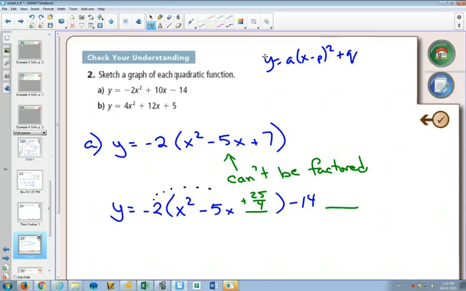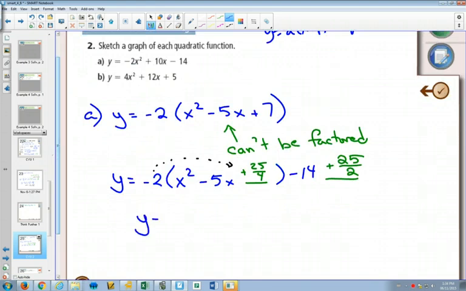Again, thinking with this number out in front. When I multiply it by -2, that makes -50 over 4. So I've subtracted 50 over 4 already. So to compensate, I'm going to need to add 50 over 4. 50 over 4 simplifies to 25 over 2. I can now write this as x minus 5 over 2 all squared. 14 is 28 over 2. Negative 28 over 2 plus 25 over 2 will be -3 over 2.